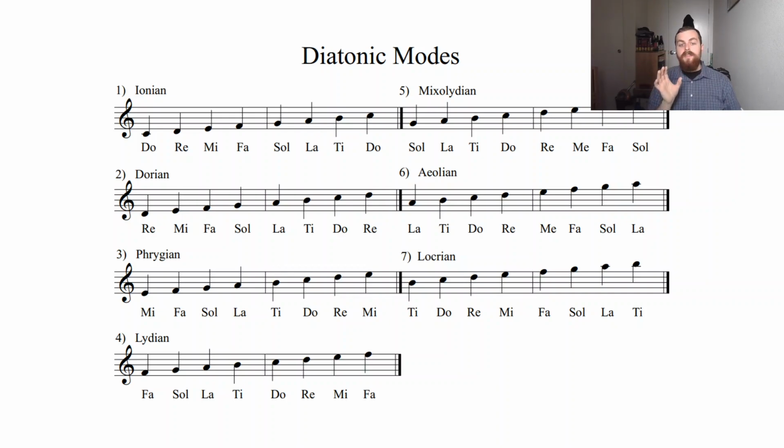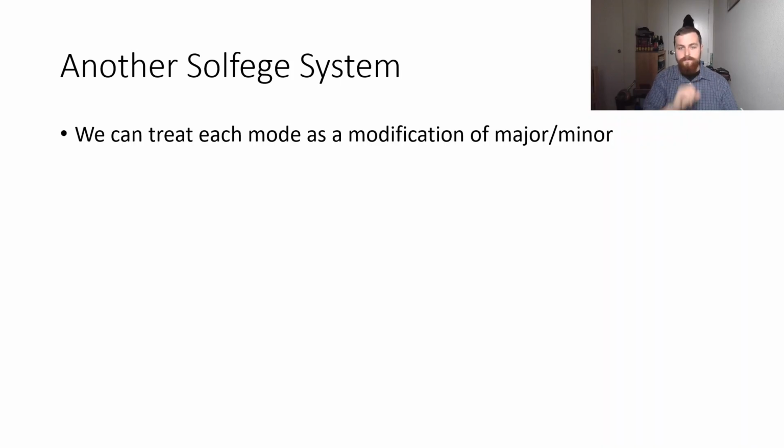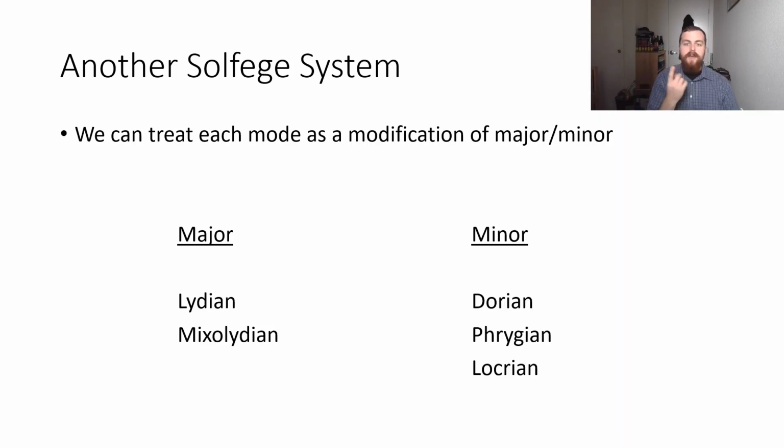Now, that's if you want to keep everything relative to major. If you want to keep things relative to how half-step and whole-step patterns are changing relative to other keys, that's what this other system will do, okay? So we can treat each mode as a modification of major or minor. So for instance, I've talked about this a little bit already. Ionian is major, of course, and Aeolian is natural minor, of course, but we can think of those two as breaking off into our other modes.